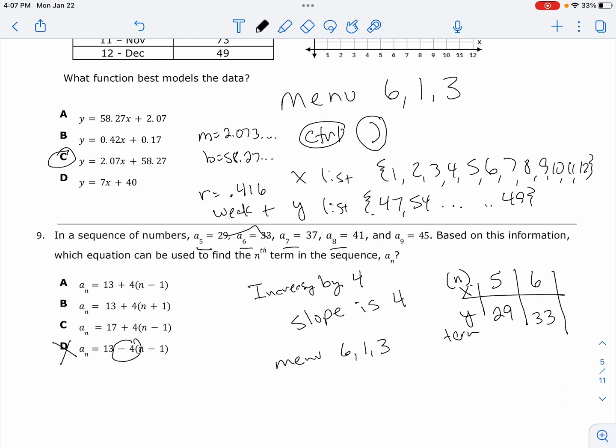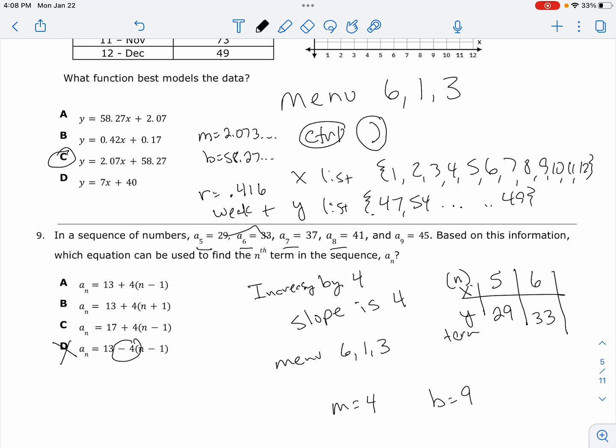So I'm going to do menu 613. I'm going to do my 2 X's, so that's going to be 5 and 6. I'm going to do my 2 Y's, which is going to be 29 and 33. And this is what I'm getting. M is 4. And I'm getting a B of 9.